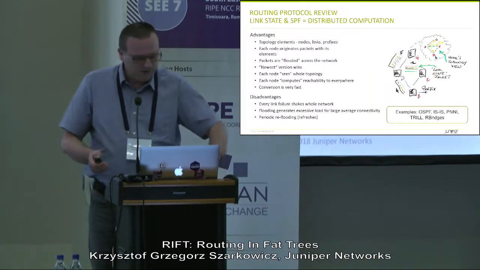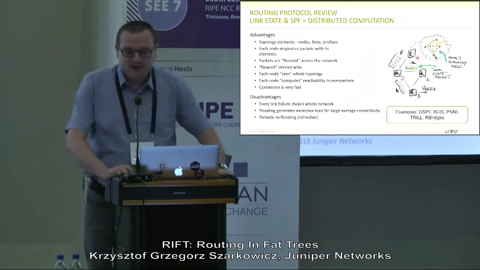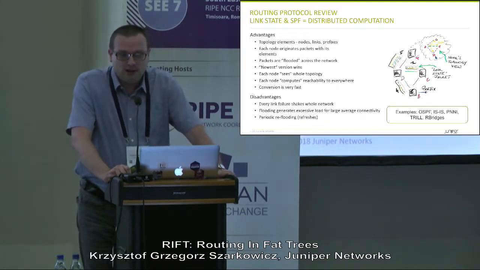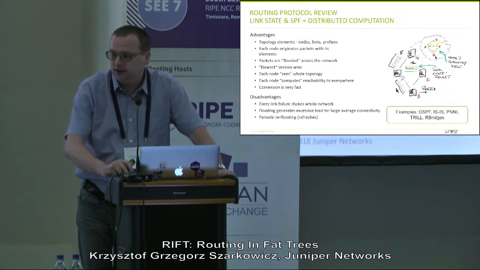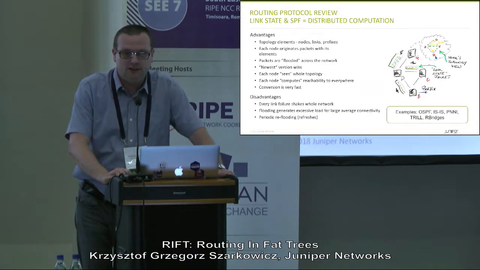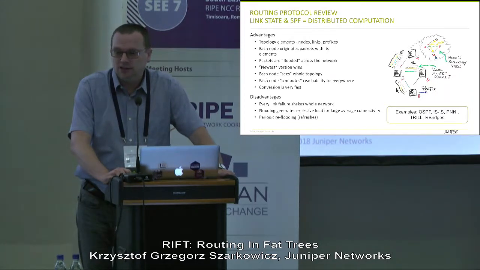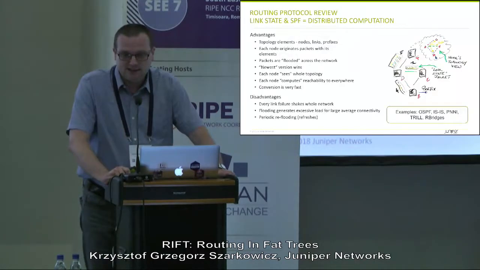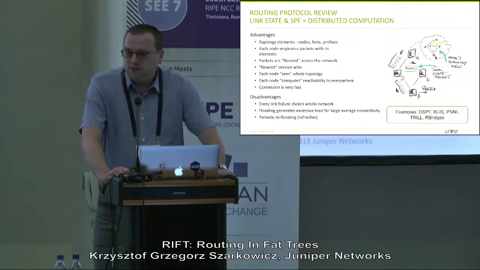So, a small review. Link state protocol. What is a link state protocol? Basically, every node in the network announces local information: what links are connected to my node, what prefixes are attached to my node. This local information is announced and flooded through the network, which means every node in the network has the same information about the network. This is the link state. Based on this information, every node can build a topology view of the entire network, because everyone has at the end the same information.